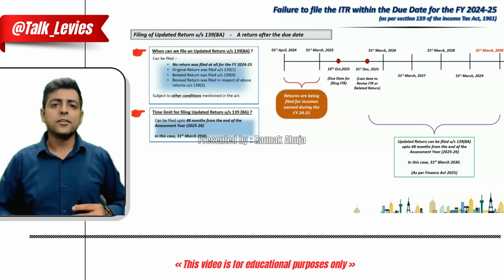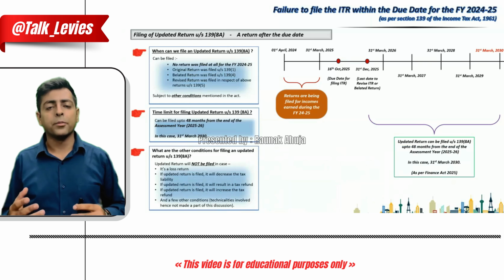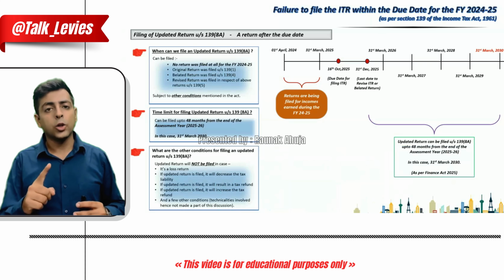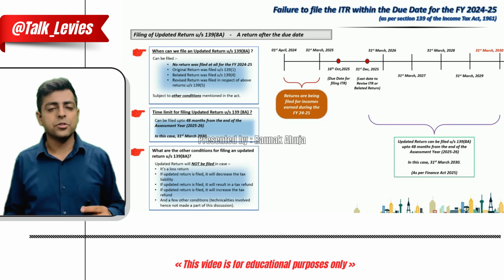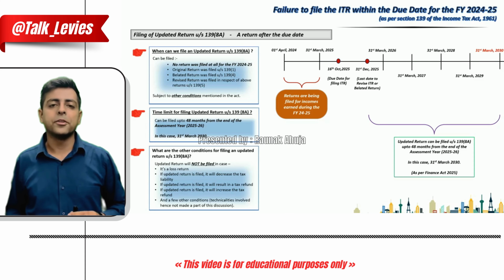Now, what are the other conditions that we need to satisfy to file an updated return? The first one would be that it should not be a loss return. In case of a loss return, you won't be able to file an updated return.